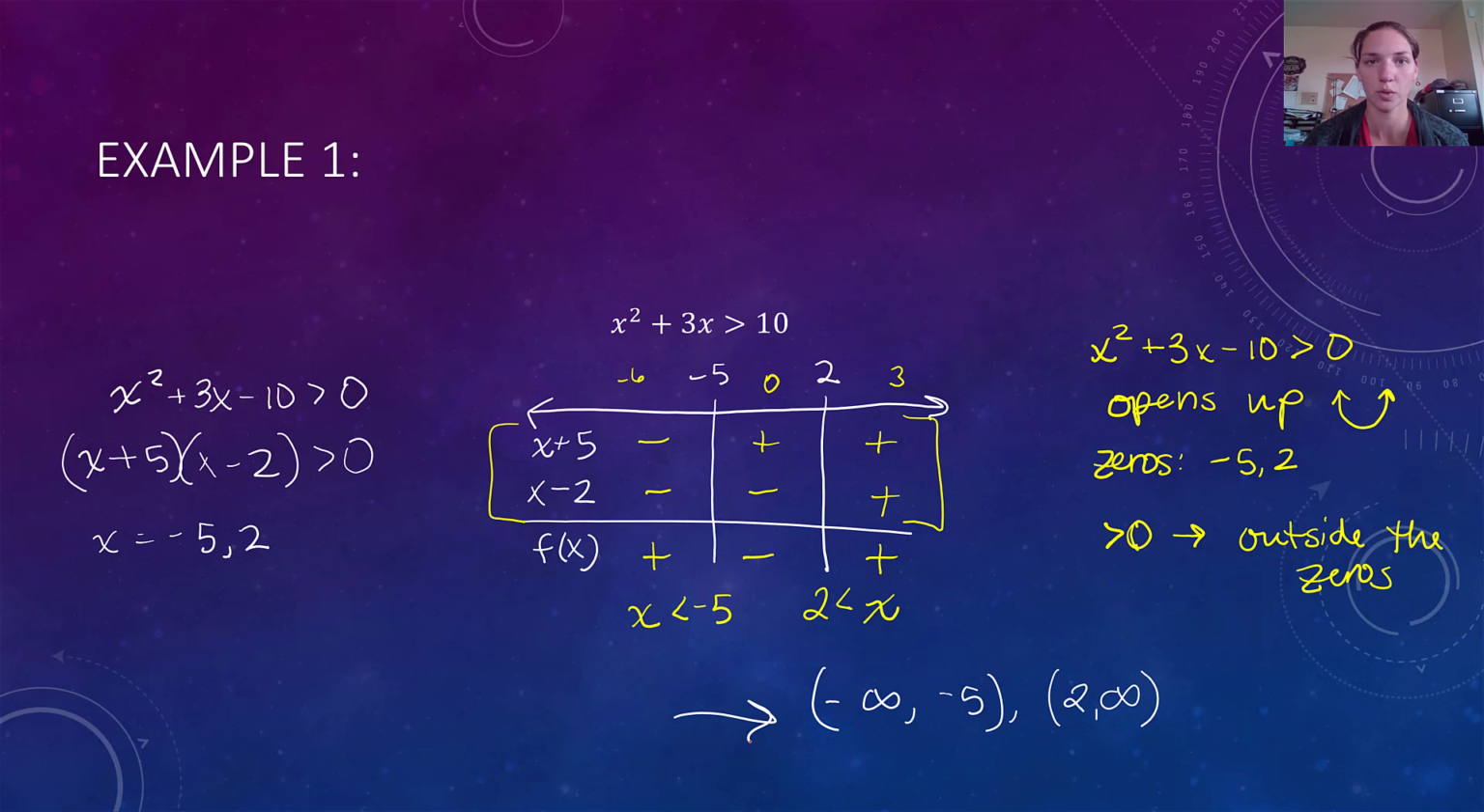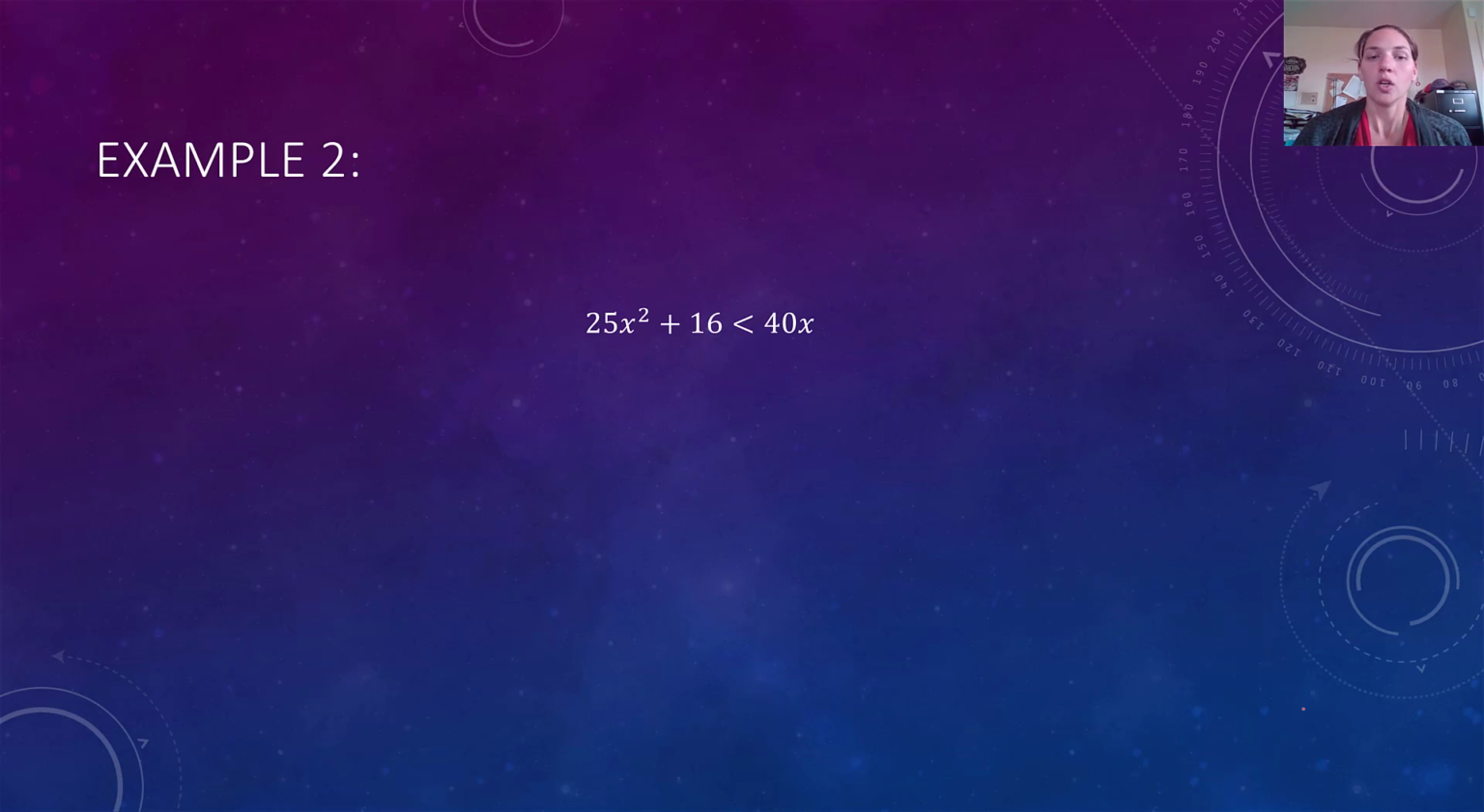All right, let's do another one. 25x squared plus 16 is less than 40x. So now we're getting into some bigger numbers. Get everything together. Now we want negatives, so we need to find our zeros.